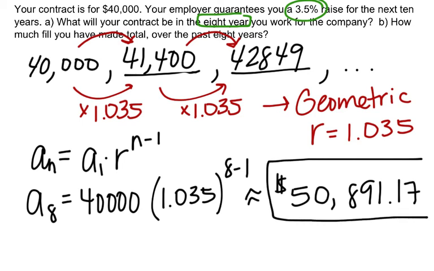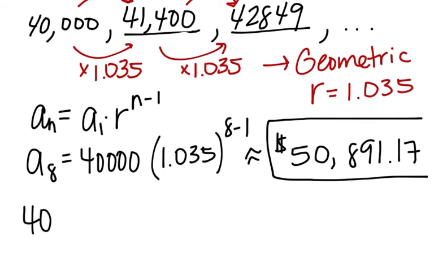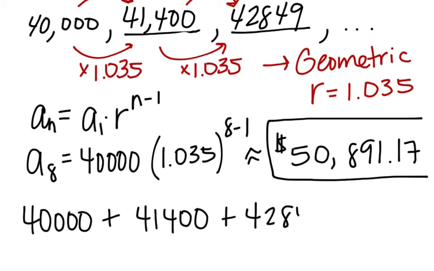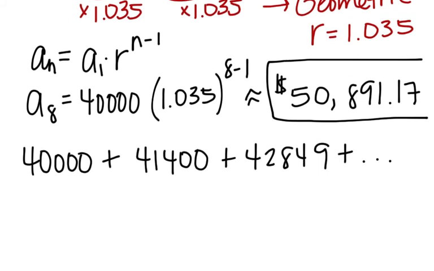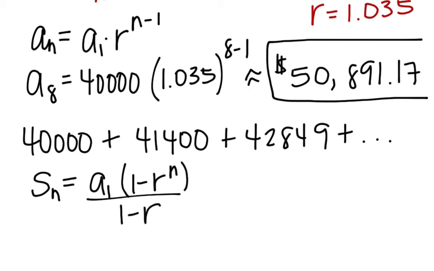Part B, how much will you have made total over the past 8 years? So now we're looking at the total, meaning we would want to take our terms, 40,000 for the first year, 41,400 for the second, and so on, and add these amounts up. We want to add our contract amounts every single year for the first 8 years. So this becomes a sum. Remember, the sum of terms in a geometric sequence is found by taking the first term times 1 minus r to the n power, divided by 1 minus r.